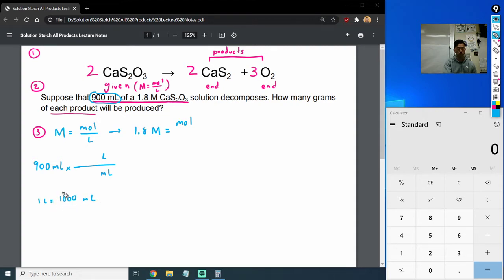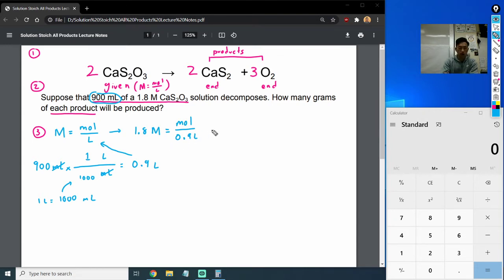So we're just going to plug this equation in here. I'm going to put 1 liter on the top and 1,000 milliliters on the bottom. The milliliters will cancel out. So I just do 900 divided by 1,000, tops divided by the bottom, and that is going to give you 0.9 liters. So that's what we'll plug in for liters right here. So I'm going to plug in 0.9 liters. Okay? Alright, so we have our liters.